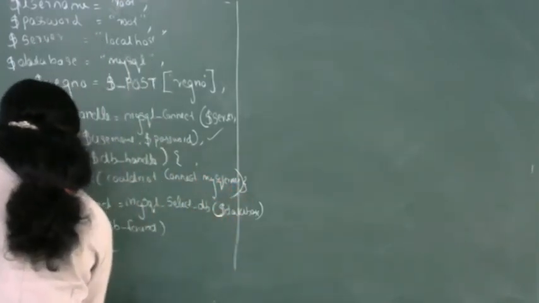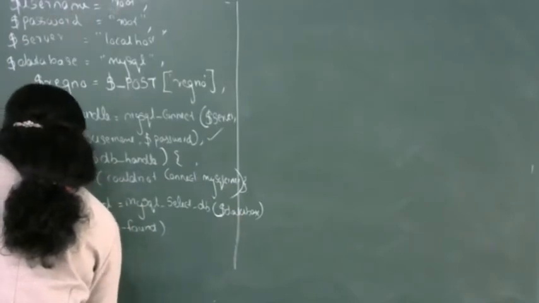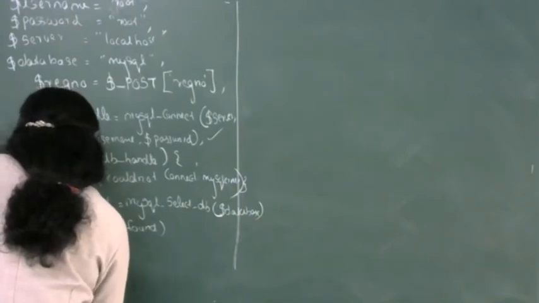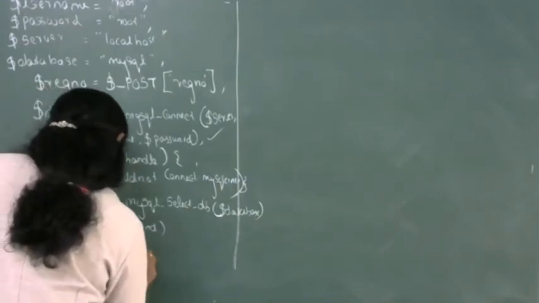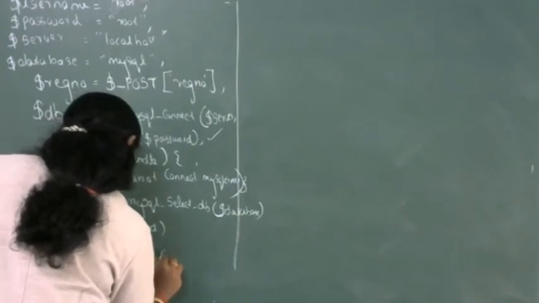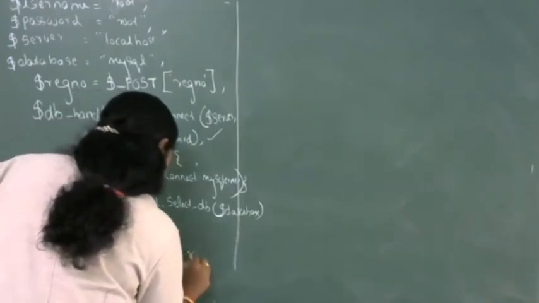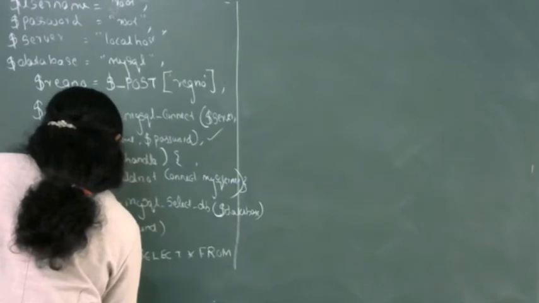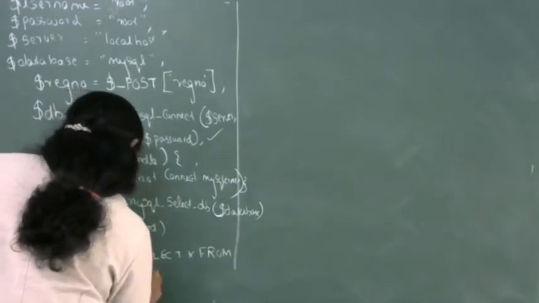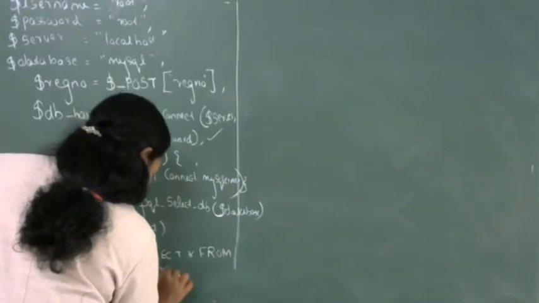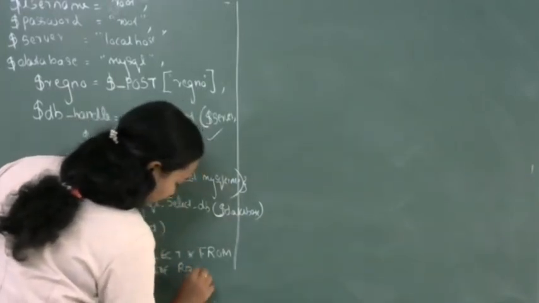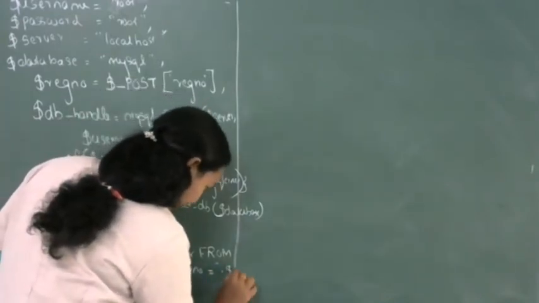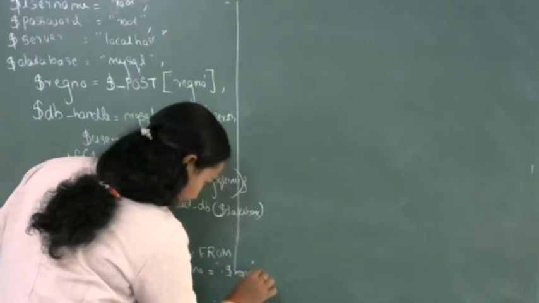So here I am going to write if $db_found, $SQL is equal to select star from marks where register number equal to $register number.